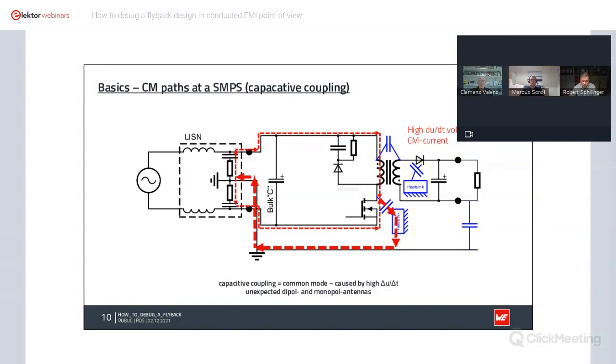On the other side, we have the high dU over dt voltages, a big voltage step caused by switching of the MOSFET. And for this, you get the common mode. The flowing ways, for example, on the MOSFET side are via the capacitor to the heatsink. And sometimes the heatsink is directly connected to earth, or a capacitive coupling to earth happens, and then you close the feedback path. That's the common mode. For common mode, you don't need a real connection. It couples via capacitors or parasitic capacitances.